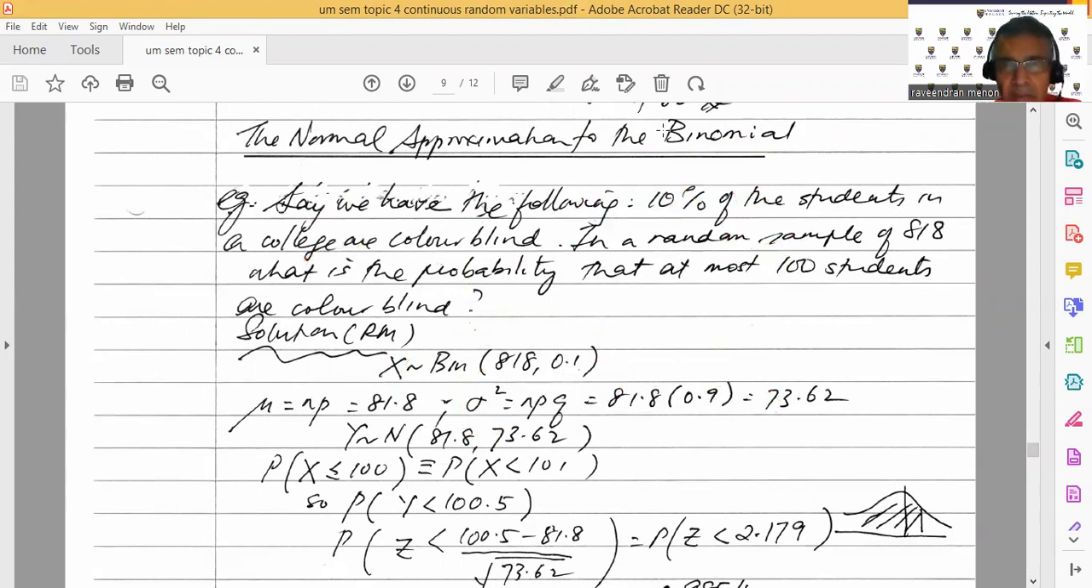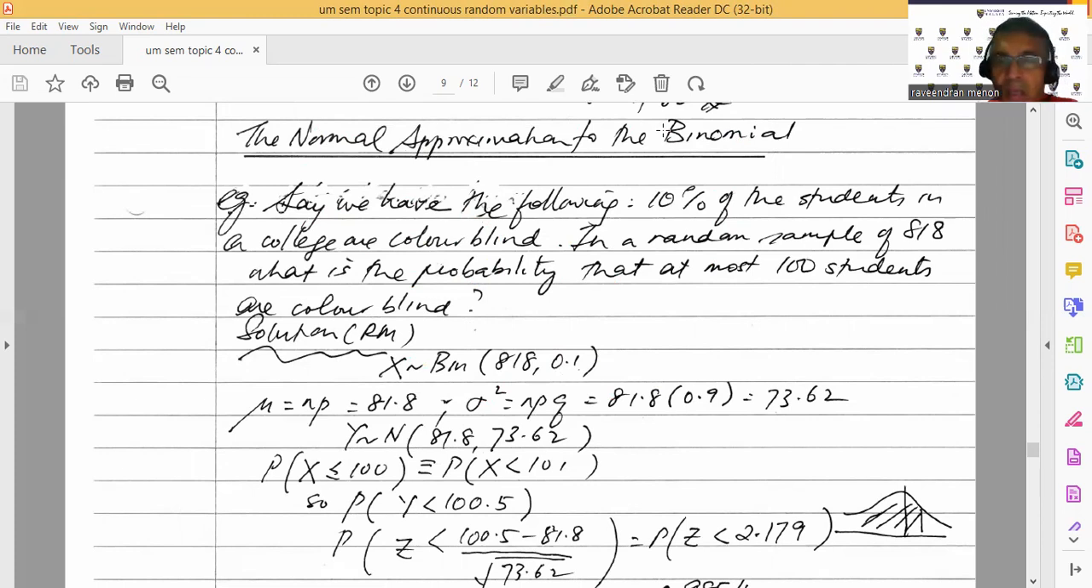I have an example here. Maybe let's talk about the example and then let's read it and see what we need. Say we have the following: 10% of the students in a college are colorblind. In a random sample of 818 students, what is the probability that at most 100 students are colorblind?